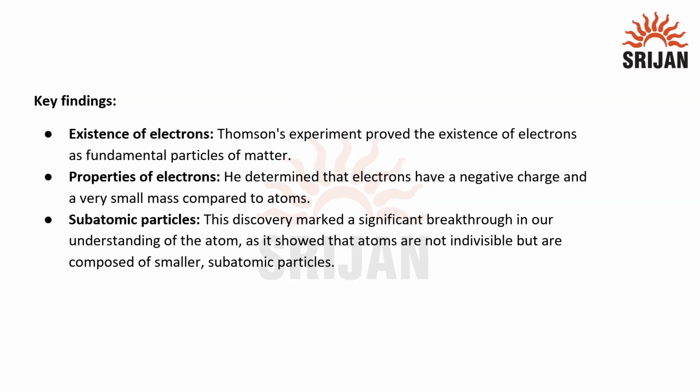Let's summarize the key findings. First is existence of electrons. Thomson's experiment proved the existence of electrons as fundamental particles of matter. Second is properties of electrons. He determined that electrons have a negative charge and a very small mass compared to atoms.